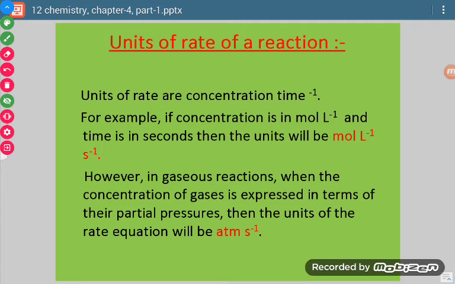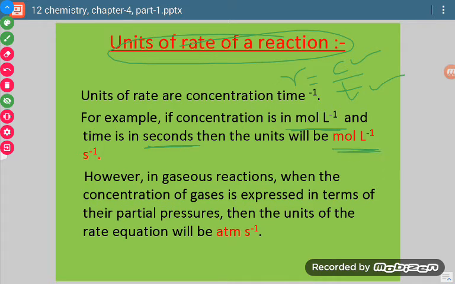Now what should be the units of rate of reaction? Now see, when we are saying that rate is equal to concentration over time, there will be units of concentration divided by units of time. So if we have taken molar concentration, mole per liter, and time is taken in seconds, then its units will be mole per liter per second.